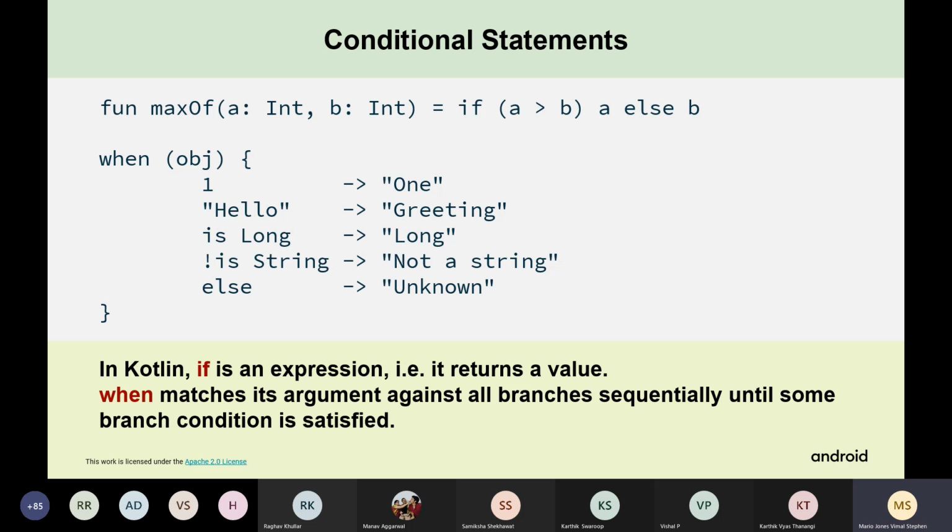Let's look at another example. Let's say I'm passing 2 as the argument for this object. It goes in and checks if it's 1. No, it's not. Hello, no. Is it long? No, it's an integer, it's of the type int, so this block will also not be executed. Then comes is not string. Yes, 2 is of the type int and it is not string, so you'll get not a string as the return value. And you can see the arrow, which is a hyphen and an arrow. That is how you can write the when statements.